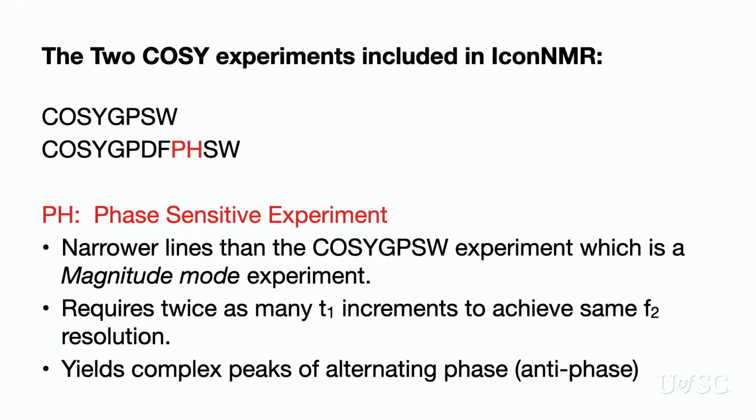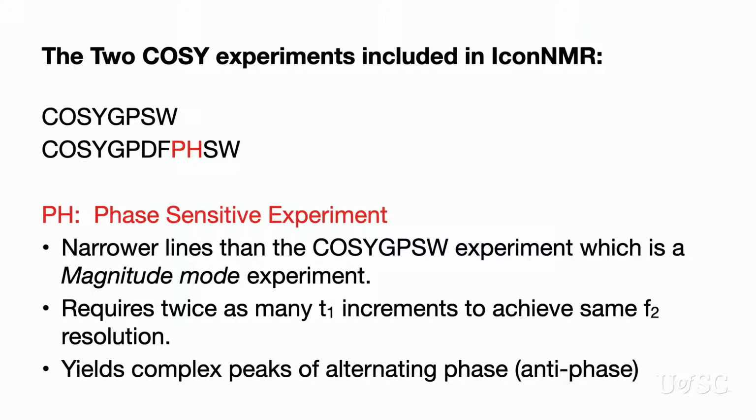The second and more important difference is the PH designation. This stands for phase-sensitive experiment. The first experiment is called a magnitude mode experiment. The main difference is that the line shapes for the phase-sensitive experiment are narrower and tail less than the magnitude mode. To achieve this, the phase-sensitive experiment requires two sets of T1 time domain results. Therefore, this experiment takes twice as long to yield the same digital resolution in F1.